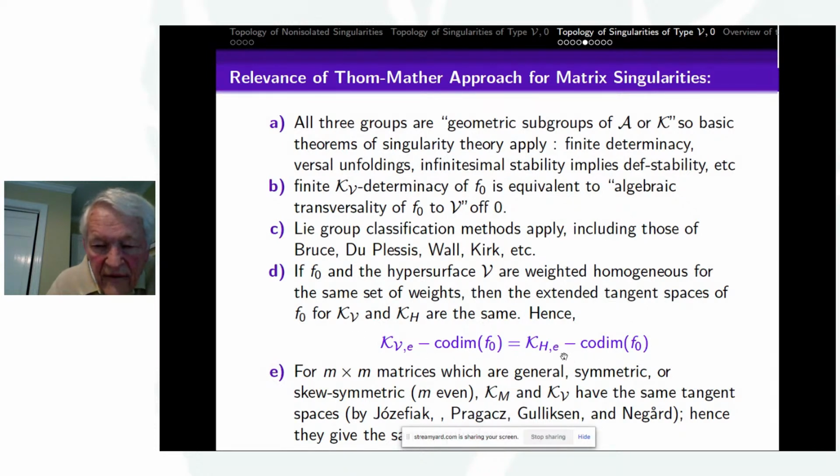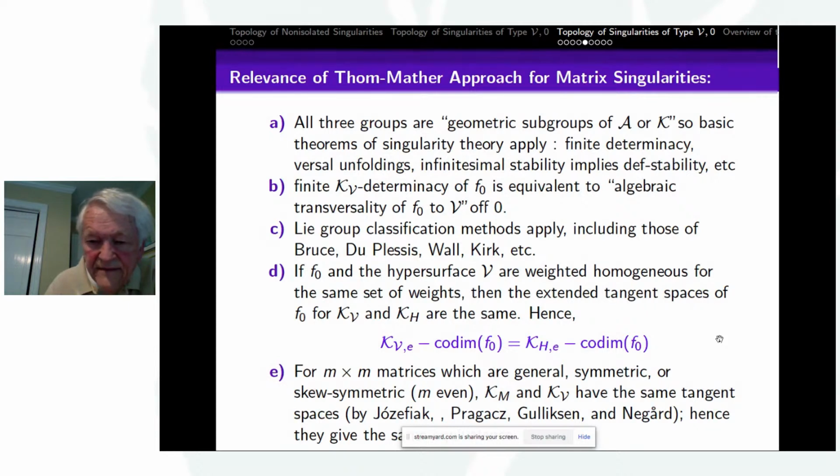So whenever we're working with weighted homogeneous germs, it turns out that we can move back and forth between this, which is going to capture, as long as we have holonomic case, the transversality, and it's going to equally well give us the finite H codimension as well. So then we come to the situation with matrix singularities, because what I've described so far applies pretty generally. So for matrix singularities, it turns out by results of a number of people that the matrix equivalents for the groups of matrices turns out to have the same tangent spaces as for KV.